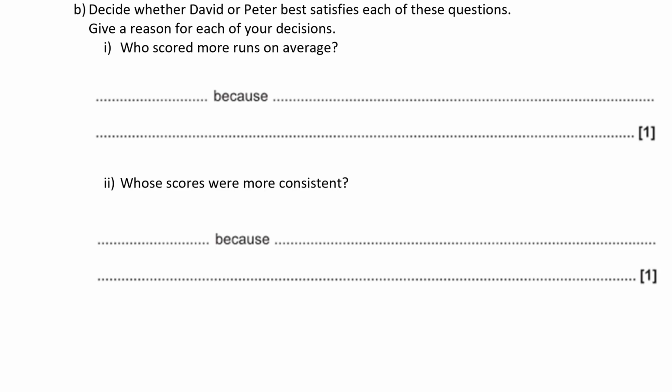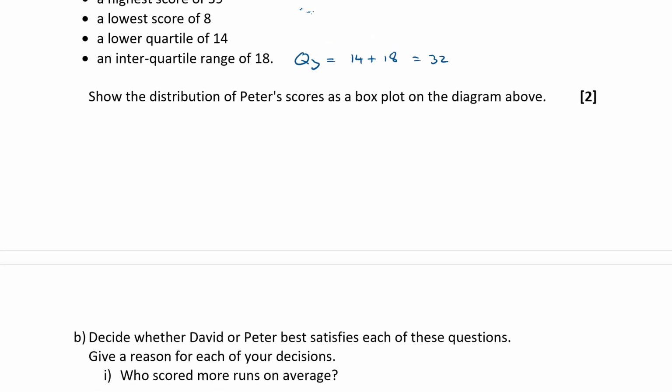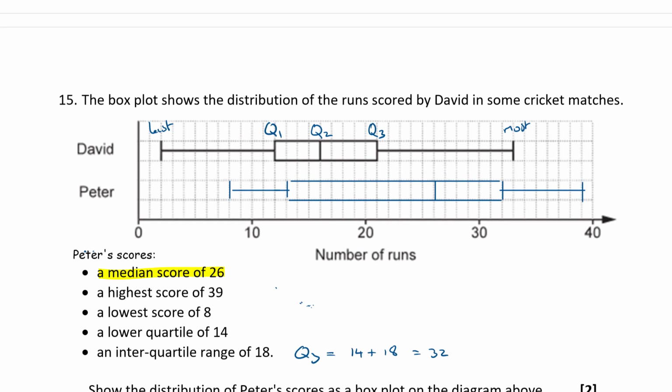Part B says, decide whether David or Peter best satisfies each of these questions. Give a reason for each of your decisions. Firstly, who scores the most runs on average? Okay, so if you have a look at the two box plots, then the most runs on average is going to be your average or your median score. That's the Q2 score, isn't it?